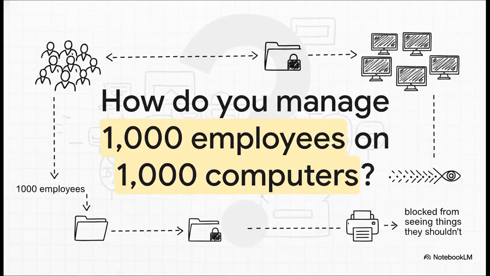So, to kick things off, let's start with a puzzle. Picture this. You've got a company with 1,000 employees, each with their own computer. How in the world do you make sure that every single person can log in, get to the right files, use the right printer, and most importantly, is kept out of everything they're not supposed to see? That right there is the fundamental problem of managing identity when you're working at any kind of scale.